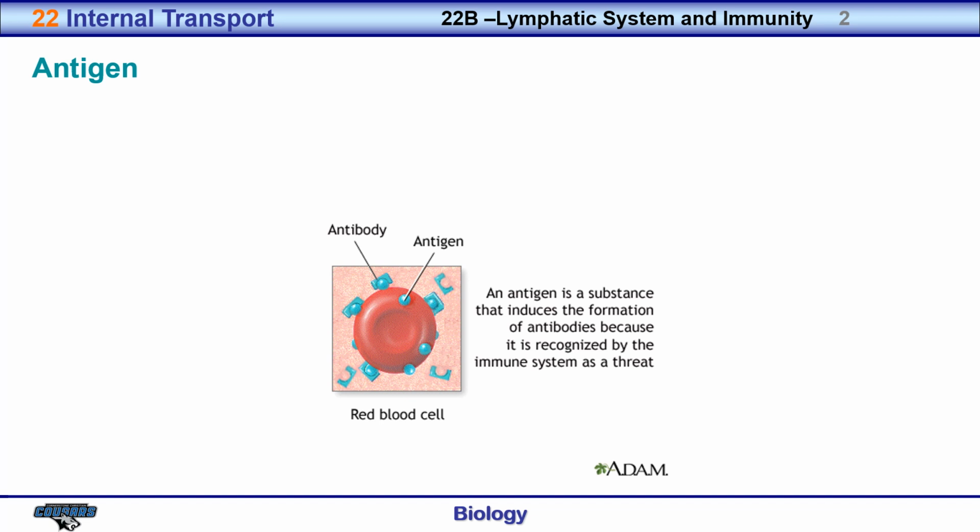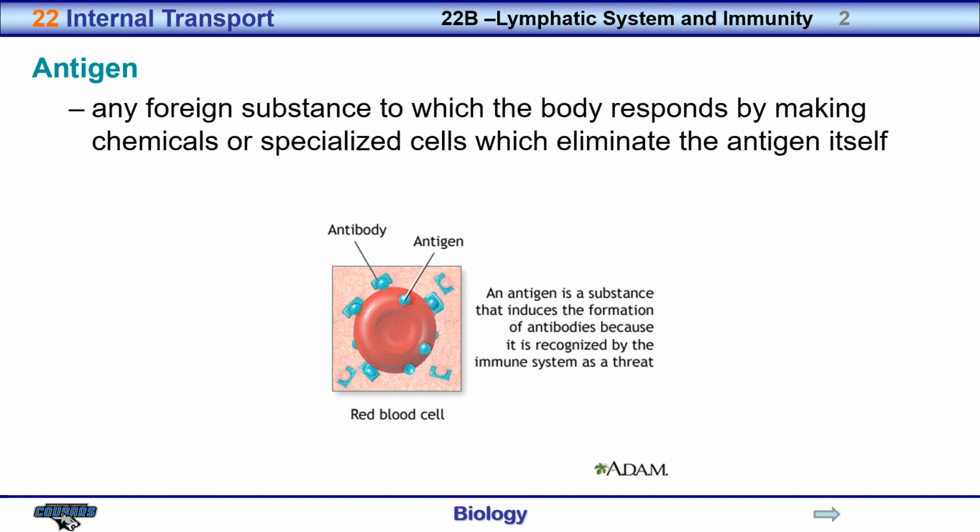Now, an antigen is any foreign substance, usually a protein, to which the body responds by making chemicals or specialized cells that directly or indirectly eliminate that antigen. So the antigen is the foreign invader.